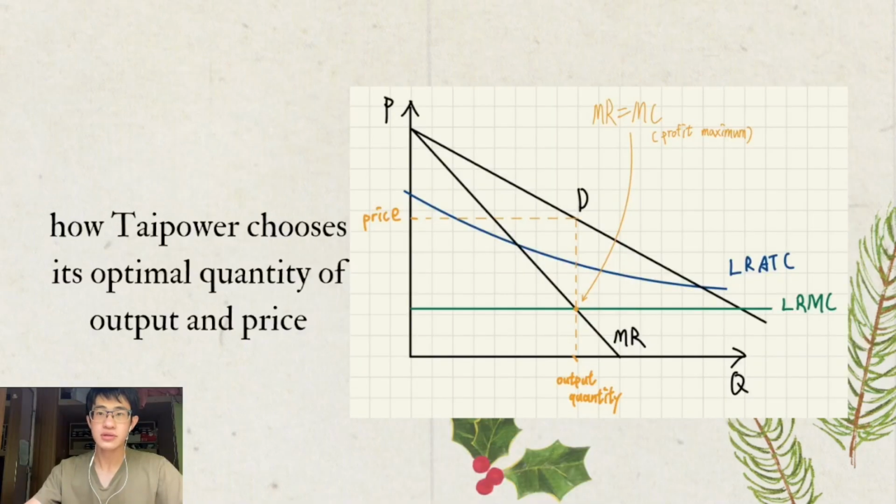The third question is how Taipower Company chooses its optimal quantity of output and price. I think Taipower Company will do profit maximization. So they will produce at a quantity where marginal cost equals marginal revenue. And because this is a monopoly, Taipower Company is a price maker. So they will make the price as high as possible. So the price will depend on the demand curve. That is this point.